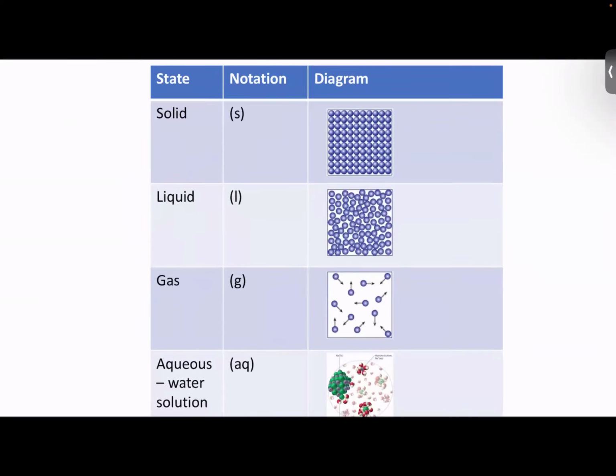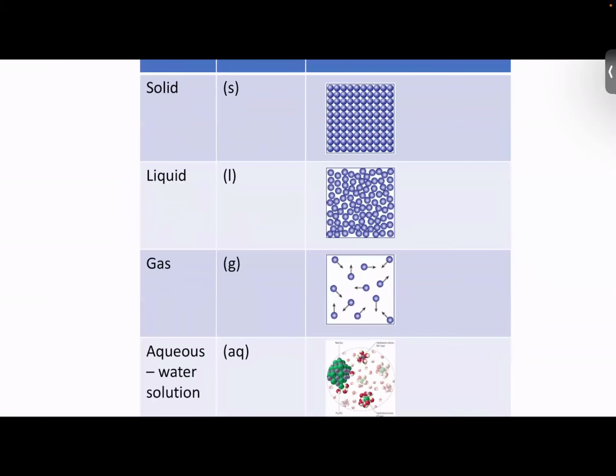So, those states include a solid. If we're talking about a solid, that typically means we're talking about something that has a very nice 3D array of molecules. We're talking about an organized substance, typically.